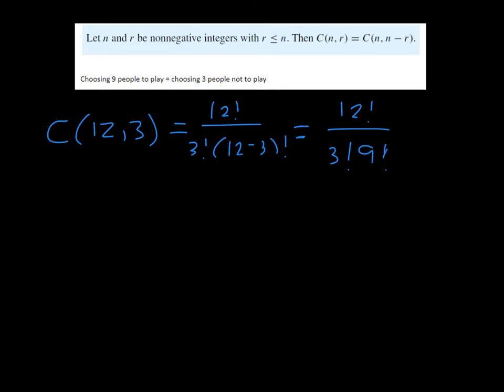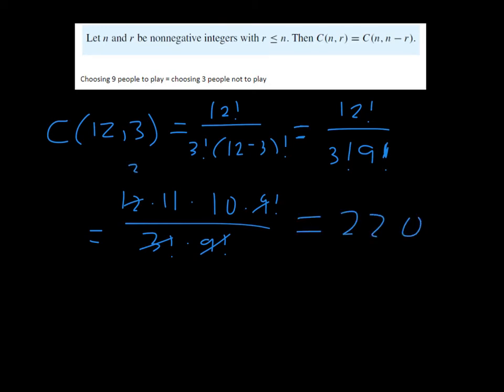Now this is the exact same expression we had just a second ago. So this is going to be 12 times 11 times 10 times 9 factorial over 3 factorial times 9 factorial. The 9 factorials are going to cancel out. 3 factorial is 6, so that'll cancel with 12 and leave 2. And so this is going to give us 220 again, which is the same answer we had before. And that's what this box up here is saying.